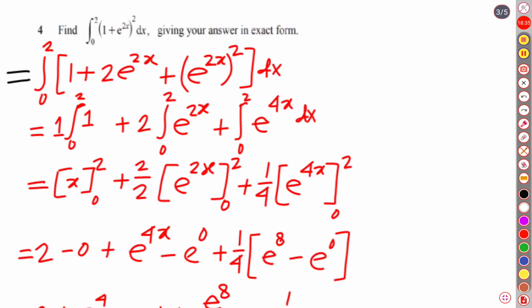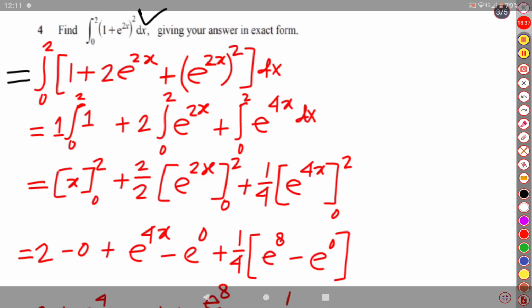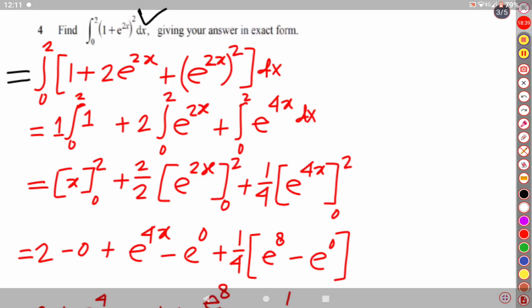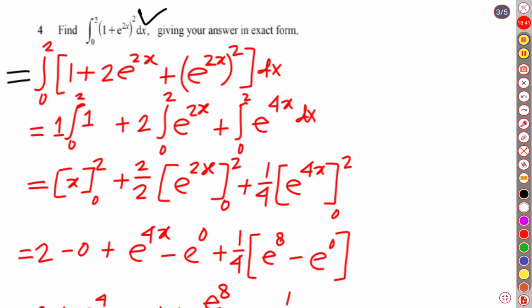Since there is a whole square above the function, we have just expanded this. So let it be expanded. (a + b) whole squared is a squared plus 2ab plus b squared. So a squared is 1 squared, which means 1. Then 2ab, where 2a is 1 and b is e raised to 2x, plus b squared, where b is e raised to 2x, whole squared.